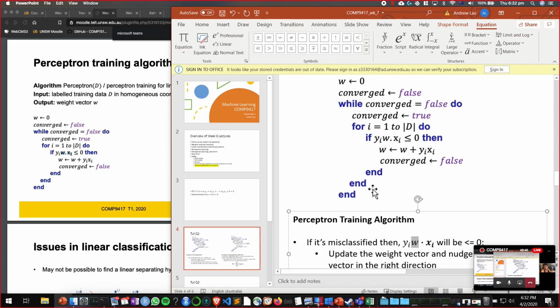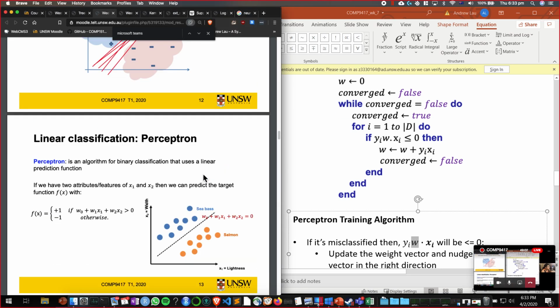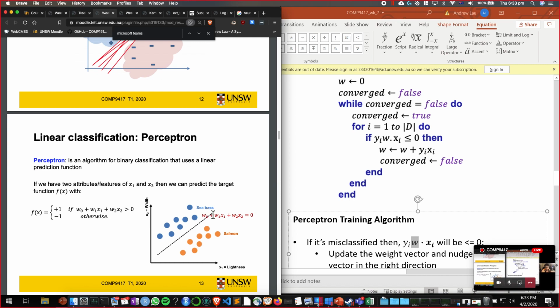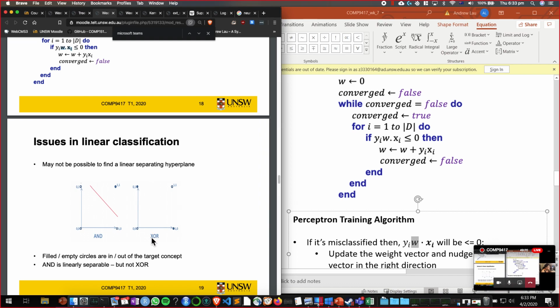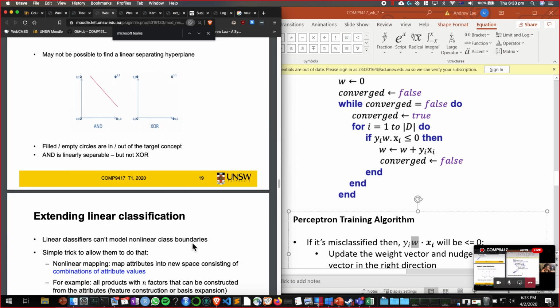Of course, you can imagine the problems here because you could never converge. This could be an infinite loop if it's not perfectly linearly separable. I'll talk about that a bit more. But perfectly linearly separable means, so this is perfectly linearly separable, that you can find a line or a hyperplane in more dimensions that can perfectly separate your data into your two classes. This exclusive or, XOR, is not perfectly linearly separable because you can't draw a line which is perfect. You're always going to stuff something up.